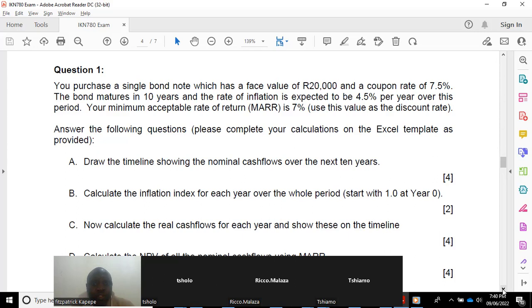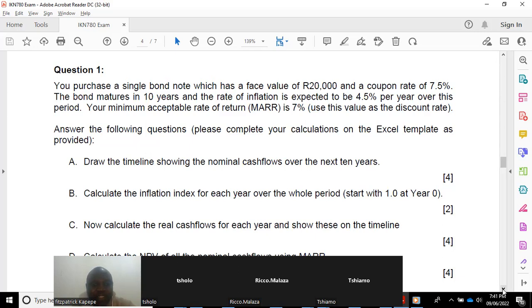You purchase a single bond note, which has a face value of 20 million and a coupon rate of 7.5%. The bond matures in 10 years and the rate of inflation is expected to be 4.5% per year over this period. Your minimum acceptable rate of return is 7%, and use this value as the discount rate. Answer the following questions. Please complete your calculations on the Excel template as provided, so you'll be given the template.